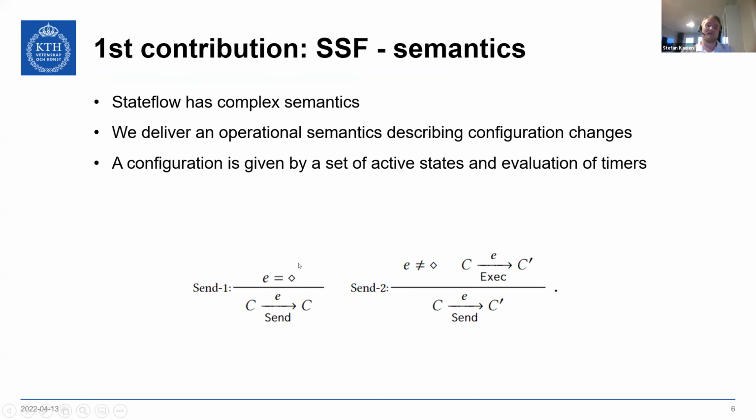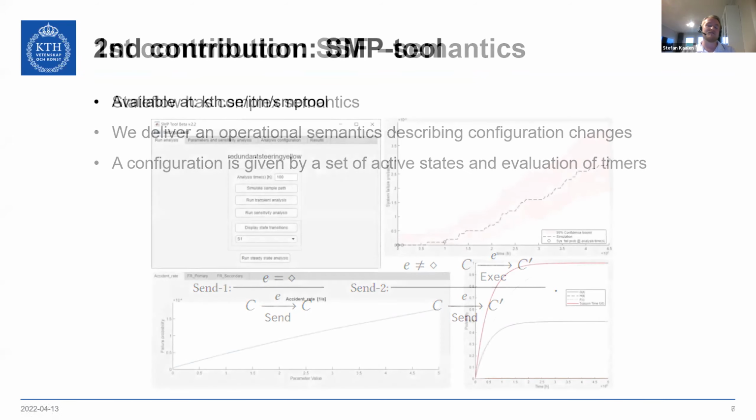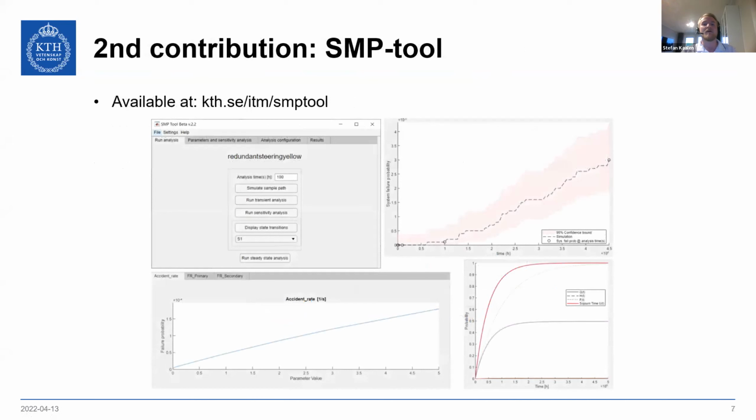And here we see, for example, that if we broadcast the empty event, so if we don't broadcast any events, then that will not cause a change in configuration. However, if we broadcast some events, that may change the configuration in some way given by another rule. And to see the complete rule set, look in the paper.